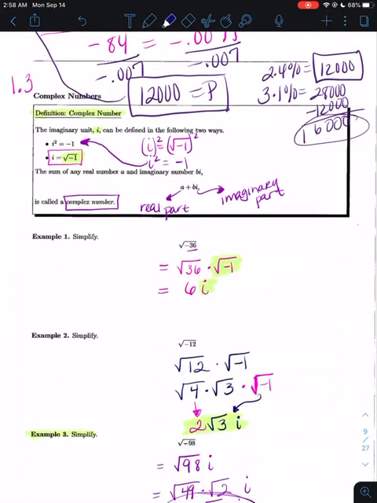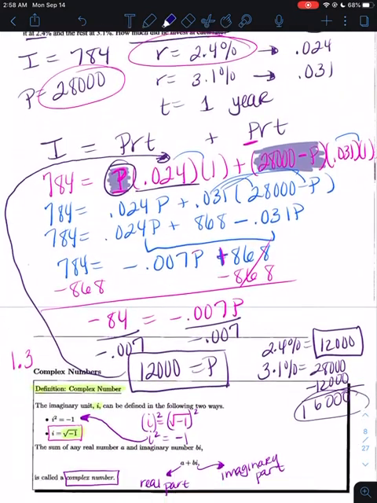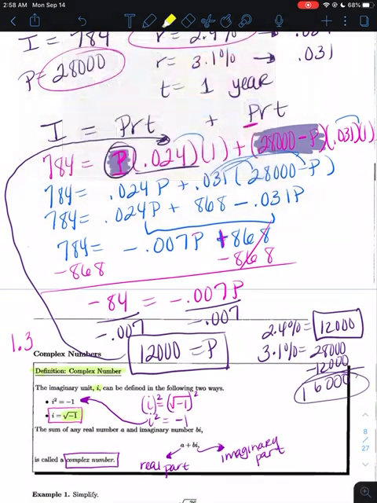So the 12,000, I'm sorry about that, the 12,000 is for the 2.4% and 16,000 is for 3.1%. And notice when you add 12,000 and 16,000, you get 28,000. All right, I know that was a lot, but it's going to take some practice, so just make sure you practice.